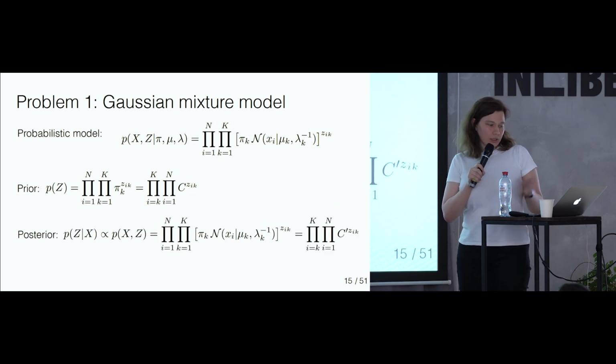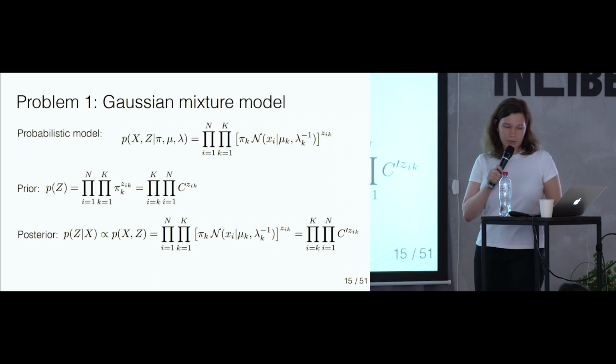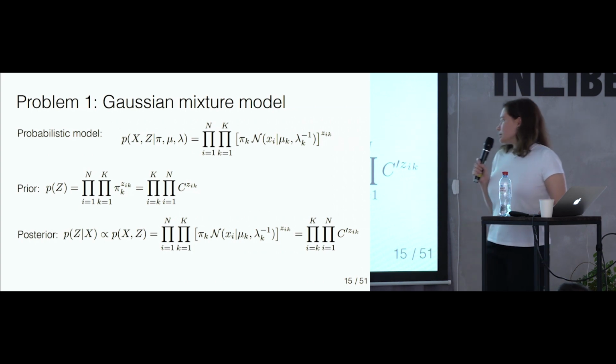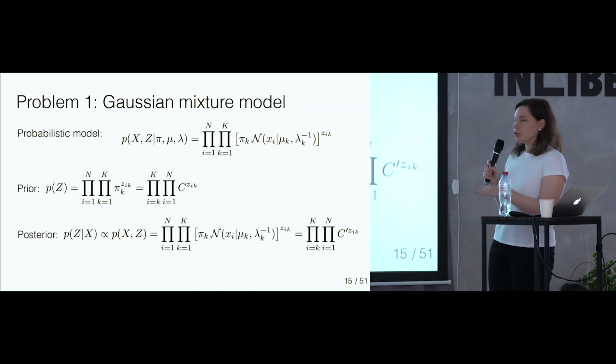To compute the posterior distribution, we use the fact that it is proportional to the joint distribution, and here we also see that p doesn't depend on z, and the normal distribution also doesn't depend on z.